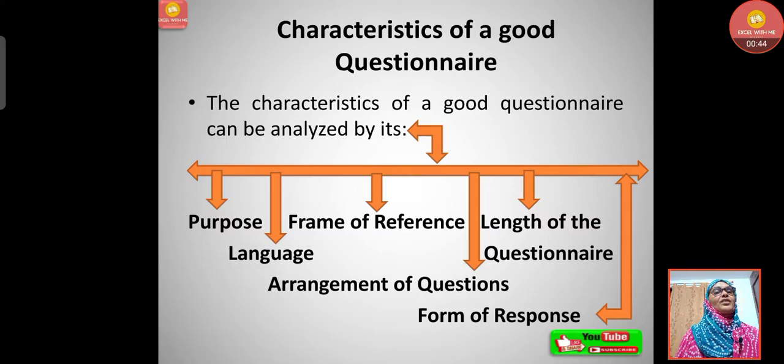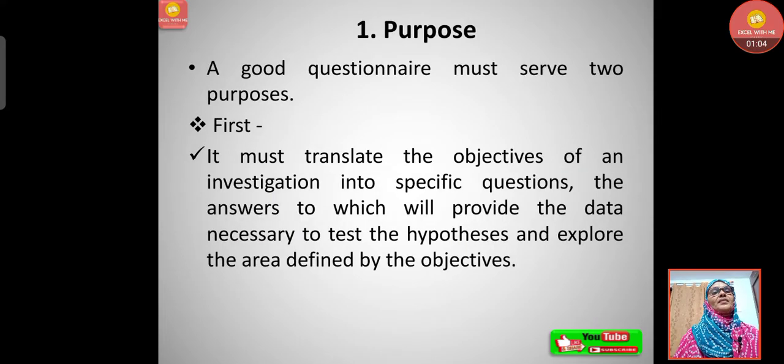The characteristics of a good questionnaire can be analyzed by its purpose, language, frame of reference, arrangement of questions, length of the questionnaire, and form of response. Let's understand in detail what are all these. First, the purpose. A good questionnaire must serve two purposes. Number one, it must translate the objectives of an investigation into specific questions, the answers to which will provide the data necessary to test the hypothesis and explore the area defined by the objectives.